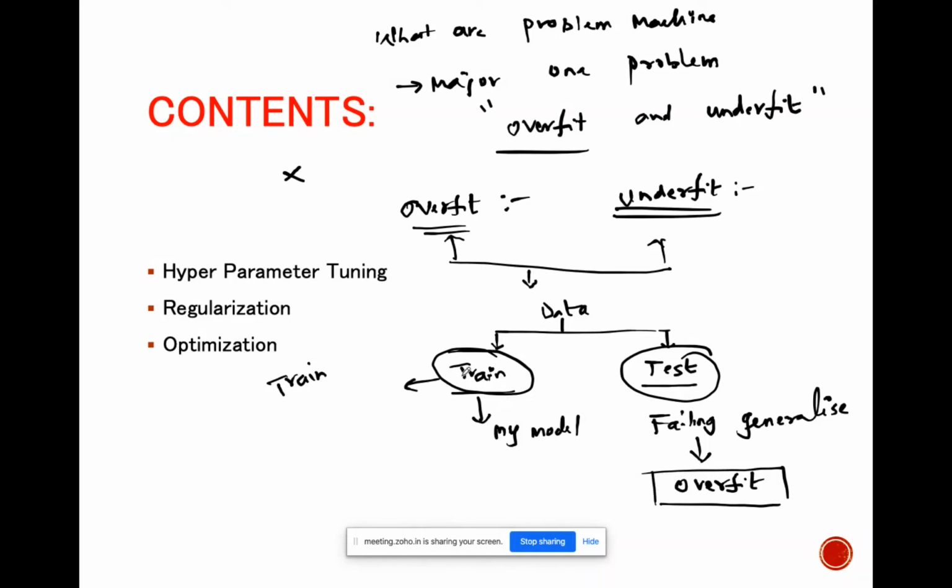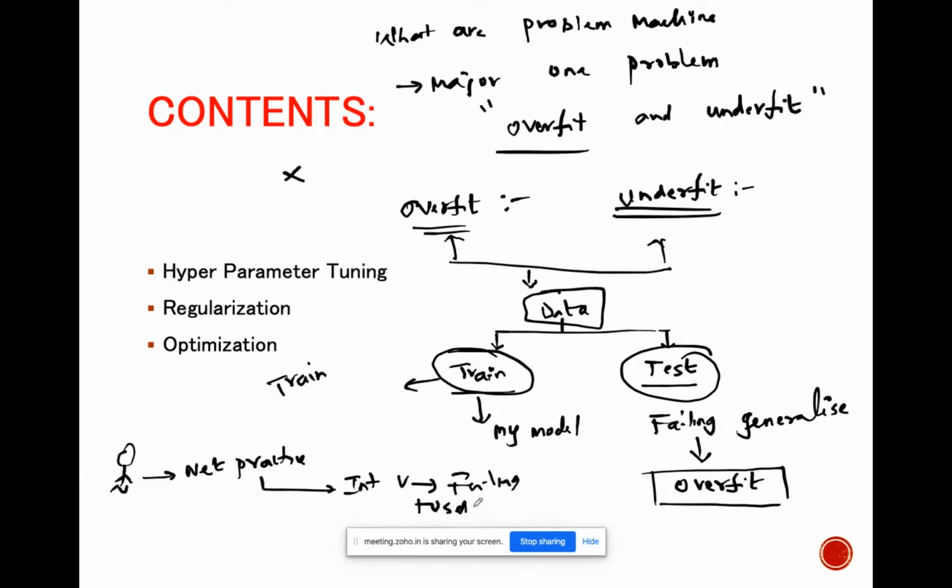What is the overfit? I'm trying to explain. See, I'll tell you an example. There is a small child, a student. He is able to do net practice properly. When it comes to the final international match with Pakistan or Australia, he is failing to select these shots. So what is happening? He is failing to generalize. Failing to generalize will cause the overfitting of a model.